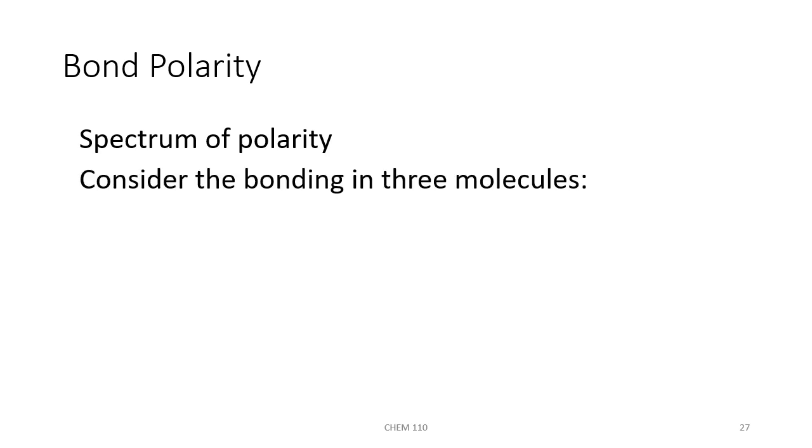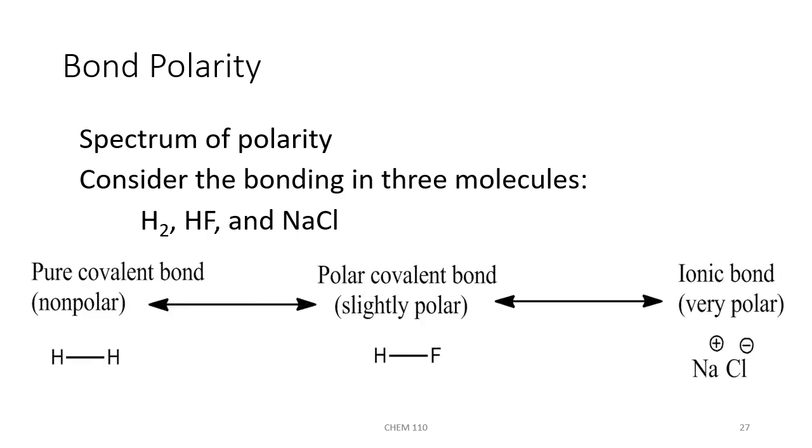Bond polarity can be seen as a spectrum. If we consider the bonding in hydrogen, hydrogen fluoride, and sodium chloride, we can compare the polarity of the 3. In hydrogen, we have 2 hydrogen atoms bonded together that are identical. Therefore, this is called a nonpolar covalent bond. Some sources use the word pure covalent bond. This is going to be the most nonpolar that we can see when we have 2 atoms that are the same bonded together, leading to a difference in electronegativity of 0.